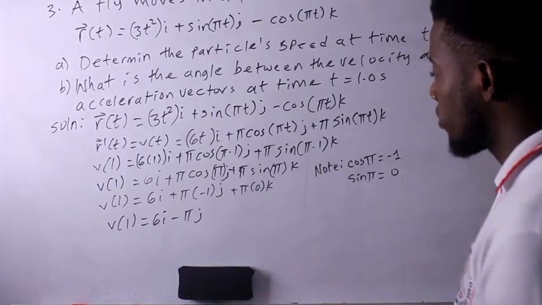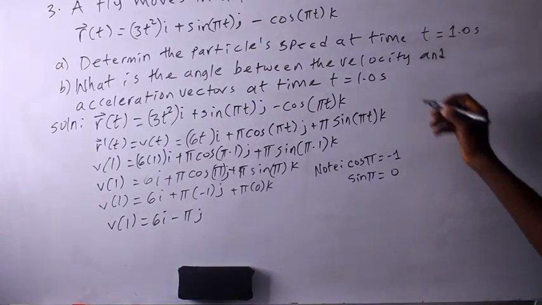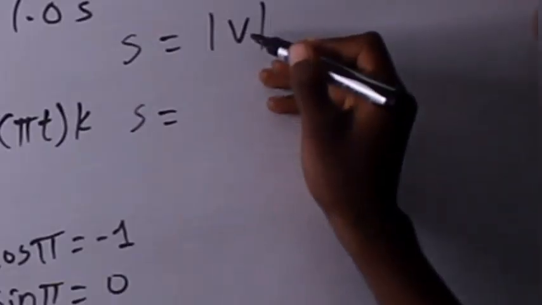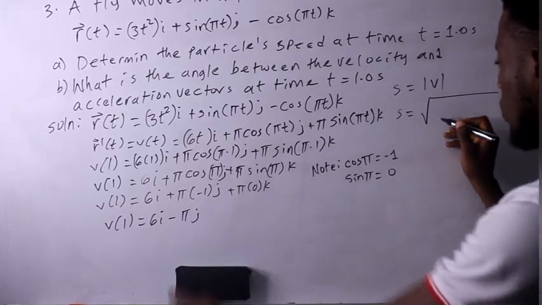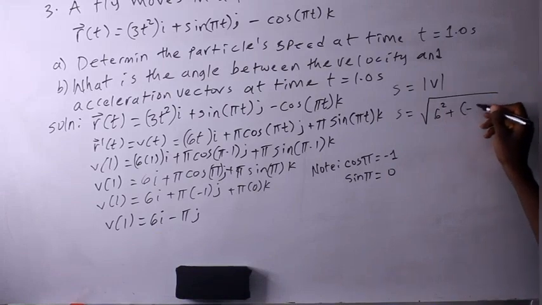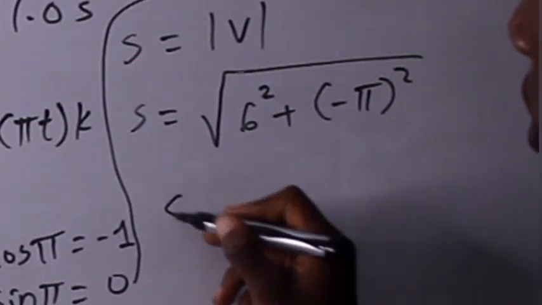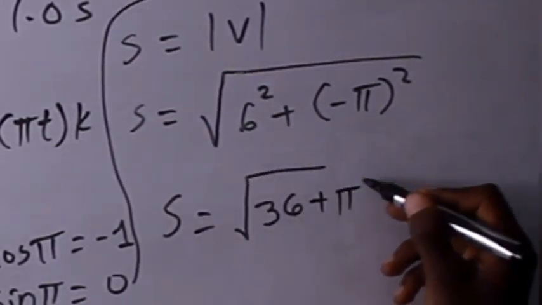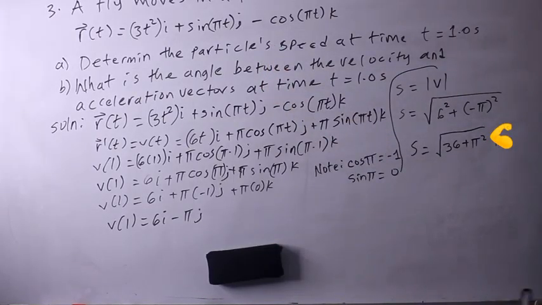To find the speed of the particle, we must find the magnitude of this velocity. So the speed of the particle is equal to the magnitude of the velocity. The speed is equal to the square root of 6 squared plus negative pi squared. So the speed s is equal to the square root of 36 plus pi squared. This is the speed of the particle.